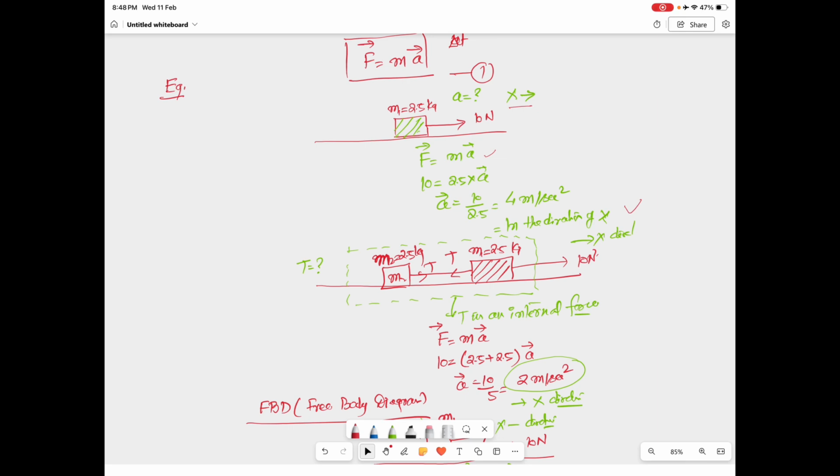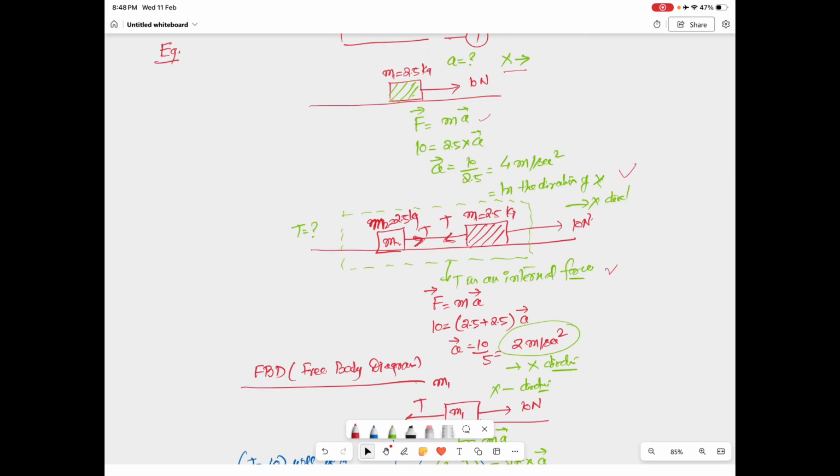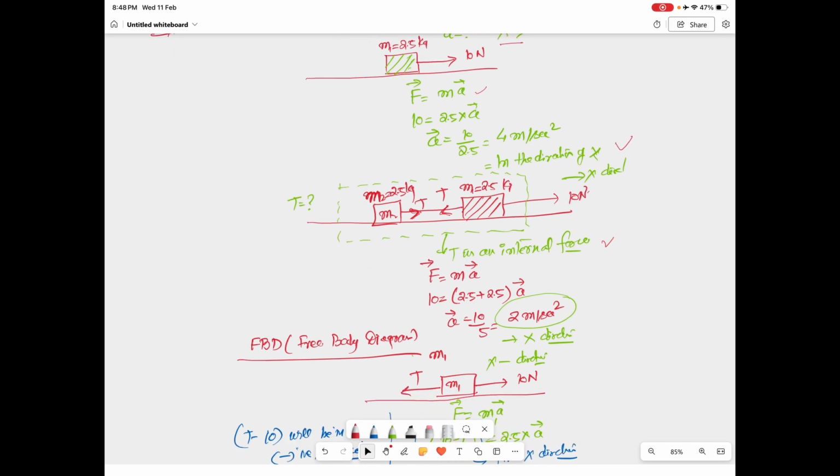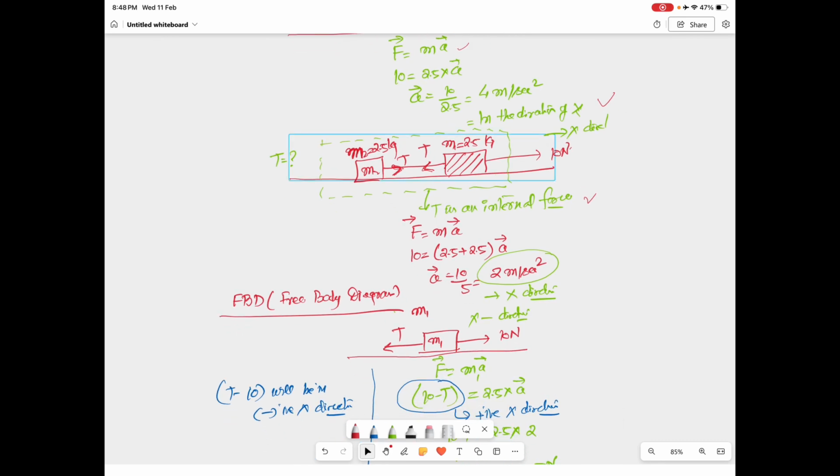In this one system there is a force, and there is a tension T in the string. This tension T is an internal force for the system. F is equal to ma is applicable for the external forces, and no internal forces come into account while applying F is equal to m into a. So the acceleration is responsible for the net external force acting on the mass m. So 10 will be equal to 2.5 plus 2.5 into a. Acceleration will be 10 by 5, which is 2 meter per second square, in the positive x direction.